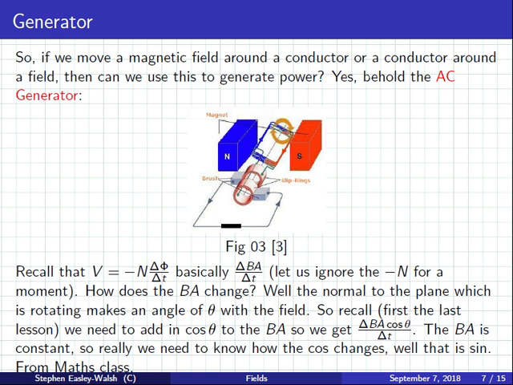So what happens? Look at these two guys here. Current goes in and goes out. Then it goes in here and out here. It keeps swapping. 50 times per second. It switches like this.